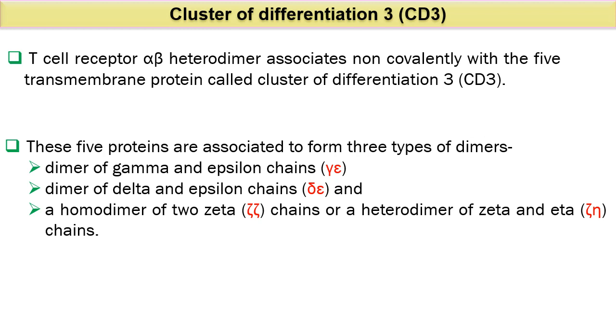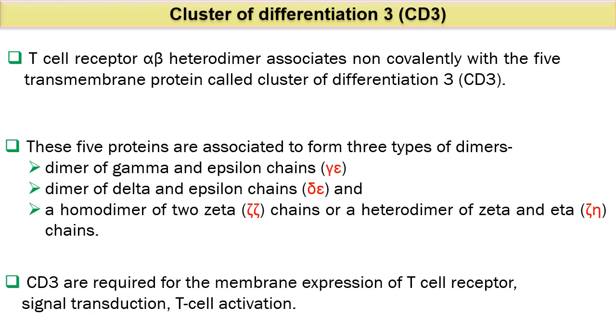These 5 proteins are associated to form 3 types of dimers: a dimer of gamma and epsilon chain, a dimer of delta and epsilon chain, and a homodimer of 2 zeta chains, or a heterodimer of zeta and eta chains. What is the role of CD3 protein? It has a role in membrane expression of the T-cell receptor as well as signal transduction inside the cells, which results in T-cell activation after the T-cell receptor binds with the antigen MHC complex. Together, the T-cell receptor with CD3 protein is called T-cell receptor complex or CD3 complex.